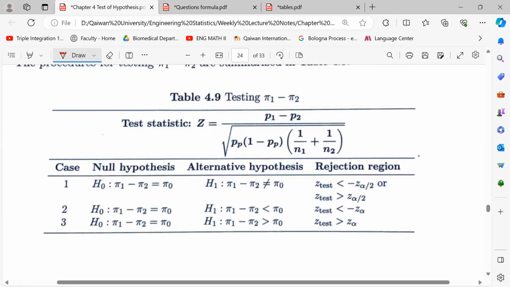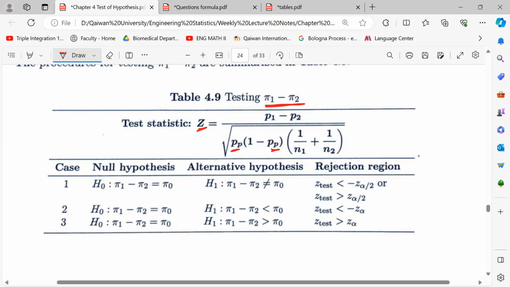It's testing pi1 minus pi2. It's denoted by pi1 and pi2. These two are proportions. As you have two populations, we have pi1, pi2, and we have n1, n2, okay? We say it is p1 minus p2 divided by the square root of p of p times 1 minus p of p, multiplied by 1 over n1 plus 1 over n2.